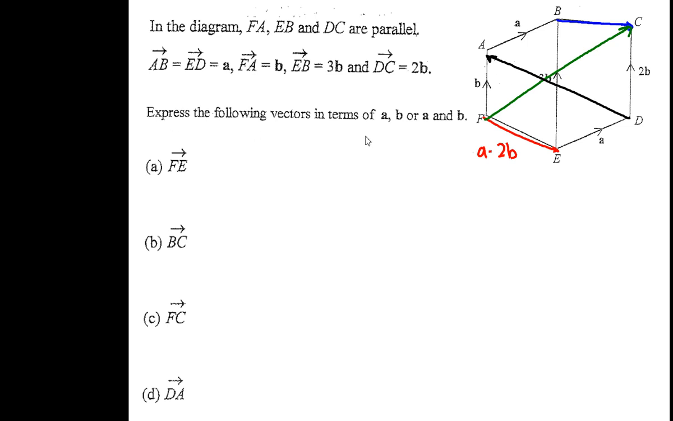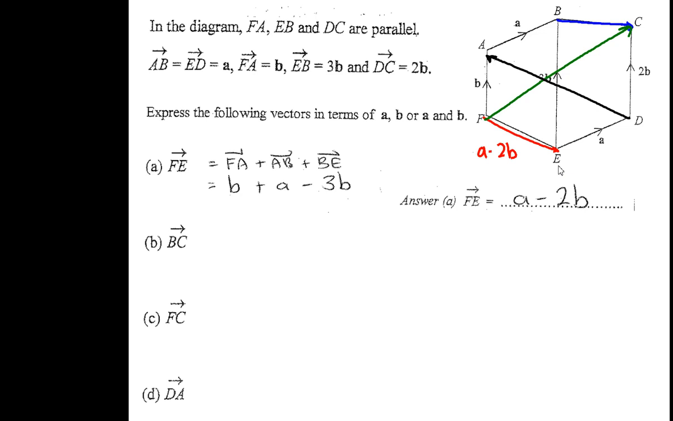Express the following vectors in terms of AB or a and b. FE. So what's the pathway you could use to get FE? Well, you could go FA, then plus AB, and then the reverse of this one, minus 2b.